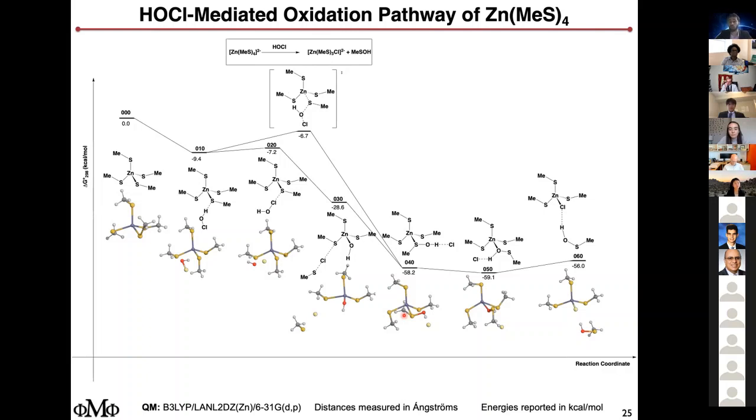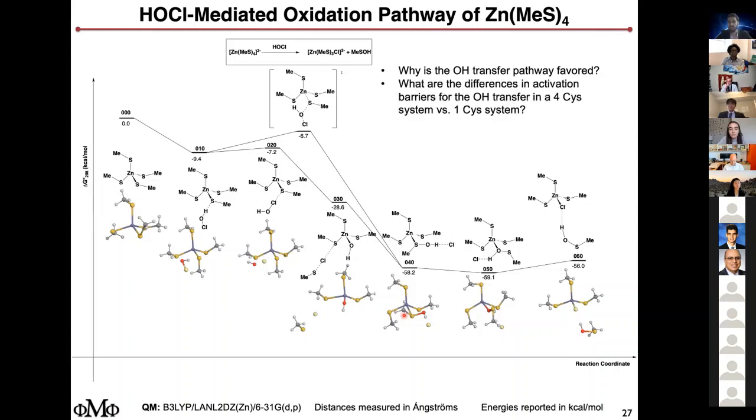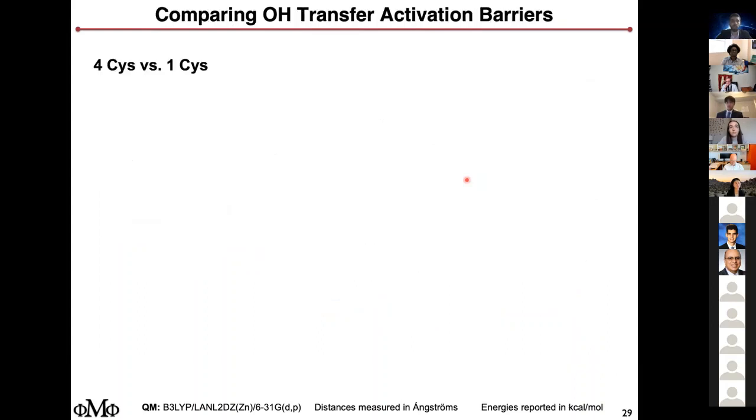I'm mainly going to be going into why the OH transfer pathway is favorable, and what the differences in activation barriers are for the OH transfer in a 4-cysteine system versus a 1-cysteine system. And lastly, I'll also be talking about why the dissociation of sulfonic acid from the zinc complex is not favorable. So if we're going to compare the OH transfer activation barriers between a 4-cysteine system and a 1-cysteine system, we need to look at the activation barriers.